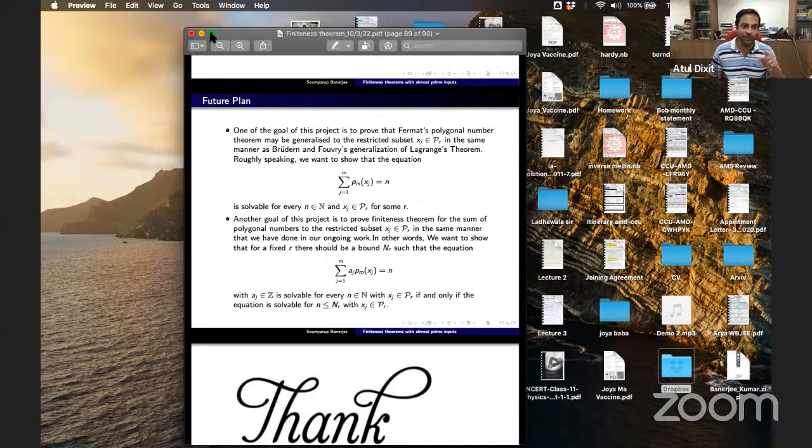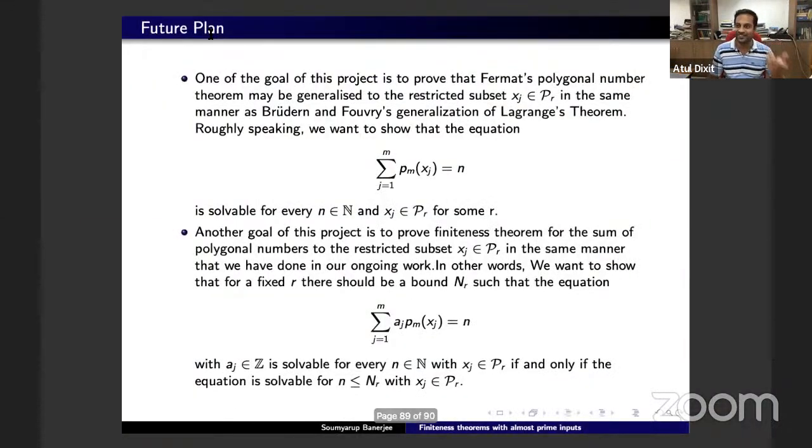I have just one comment that Soumyarup did not say: this paper has just been accepted for publication in Transactions of the American Mathematical Society. It's in press, so it will come very soon.